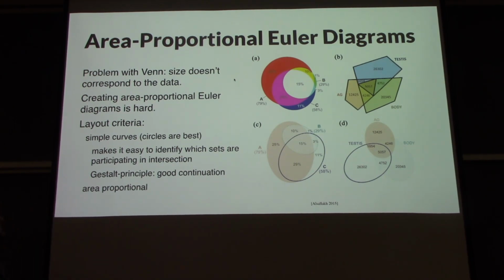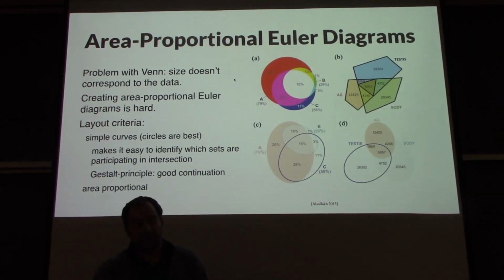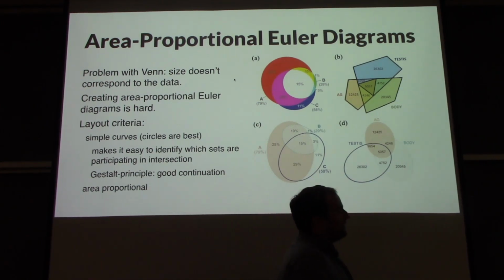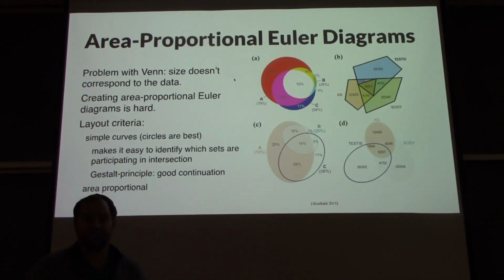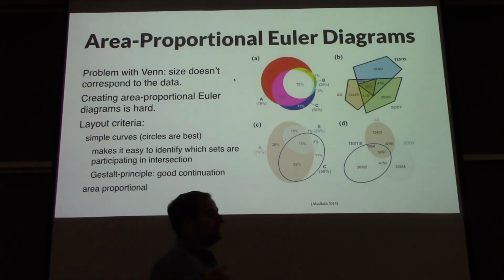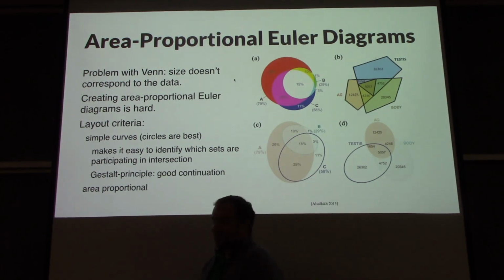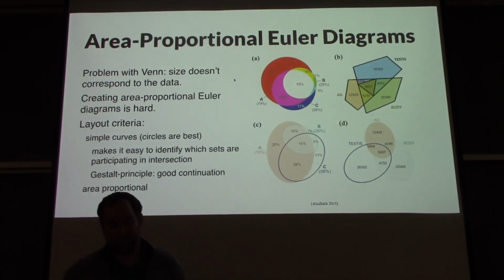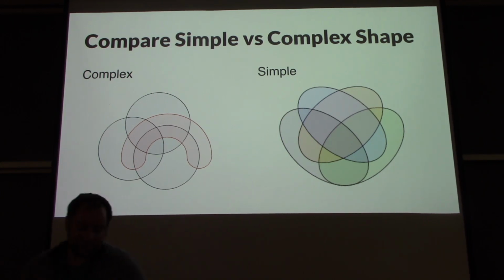There are a couple of layout criteria that we should follow when we create Euler diagrams. Ideally, these should be simple curves. Circles are best, which makes it easy to identify which sets are participating in an intersection. It also follows the Gestalt principle of good continuation. Remember that we expect good continuation of shapes, and if we have irregular shapes, we can't trace them very well. And then area proportionality is of course also a layout criterion. So here's what I mean by regular shapes and why this is a benefit.